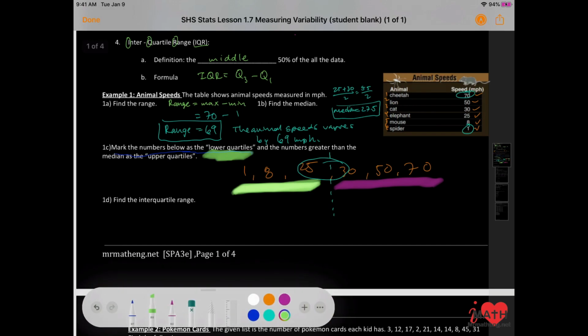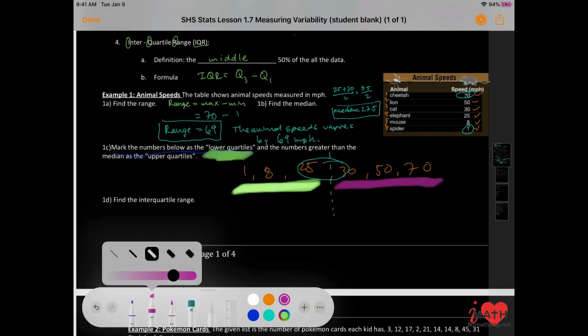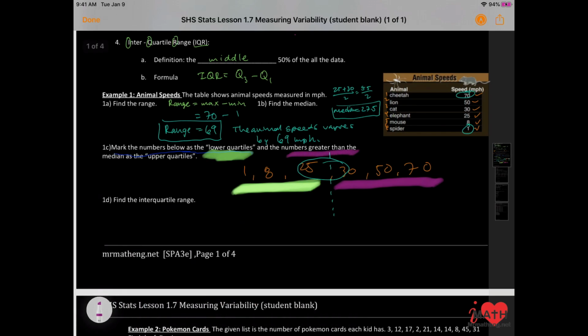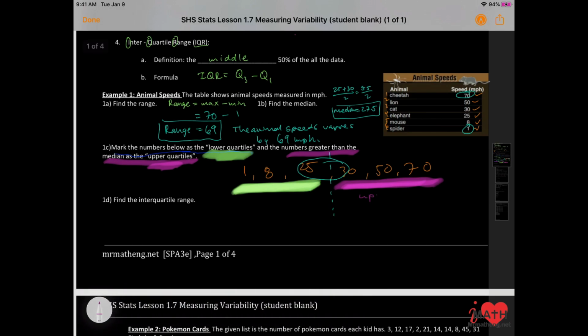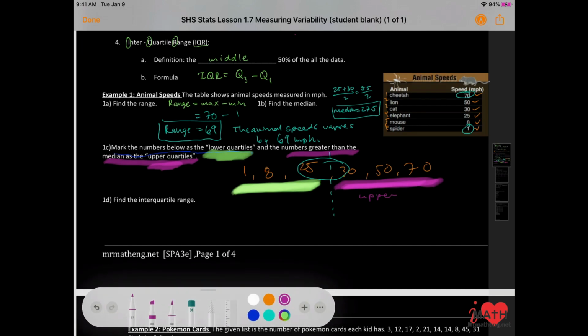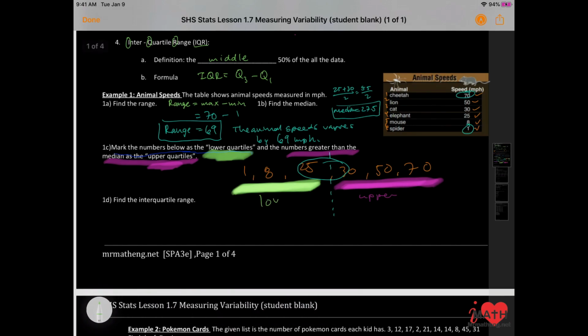Okay, and then it says the numbers that are greater than the median are called the upper quartile. So I'm going to highlight that in pink. Numbers that are greater are called the upper quartile, so that's over here. Let's write that. So this is called the upper, and this is called the lower. Okay, so we did that.